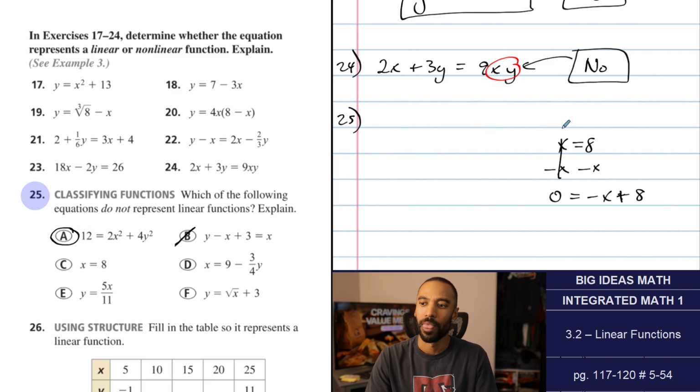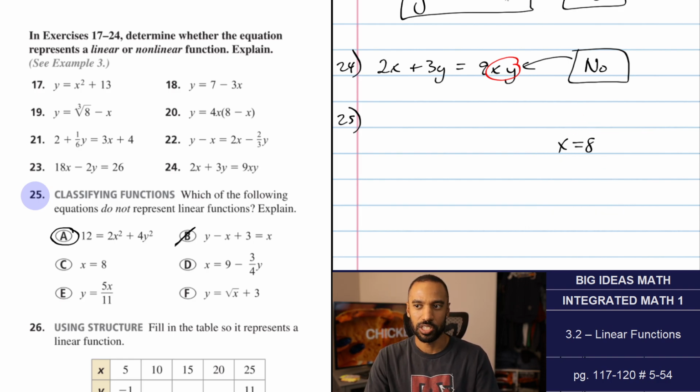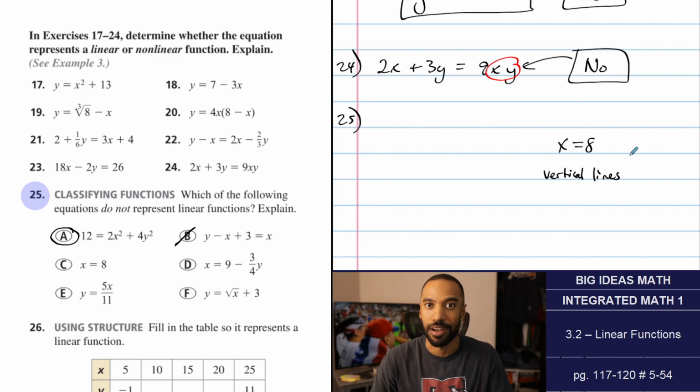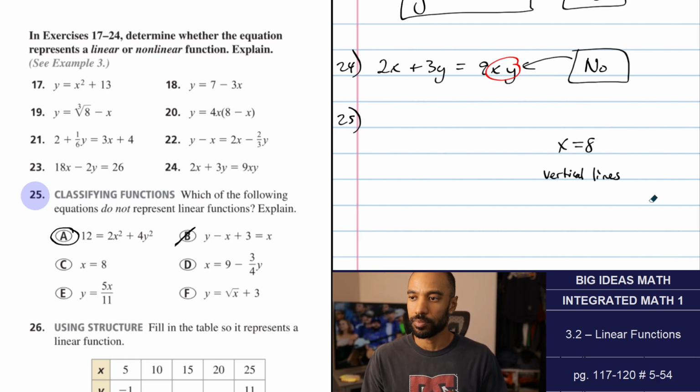What's the difference? Not in this equation can you tell very much with it, but the original they had, x equals 8. X equals 8 is a vertical line. X equals 8 is a vertical line. And we found that vertical lines are not linear functions. It's linear. It's not a function. So, it's a correct answer.